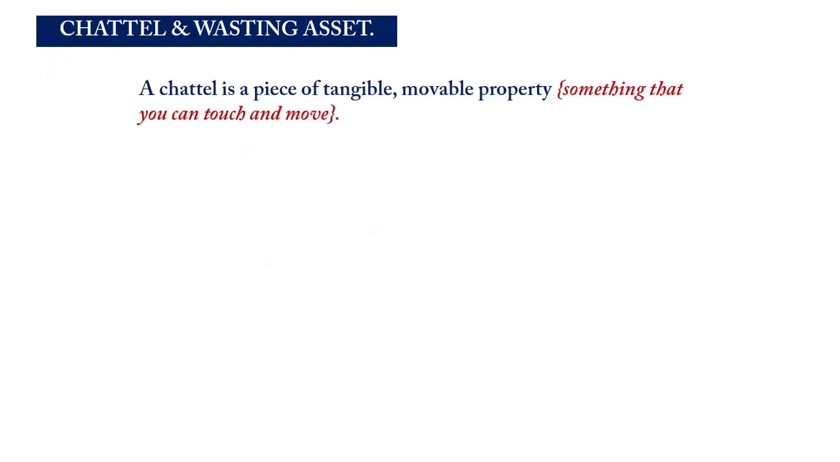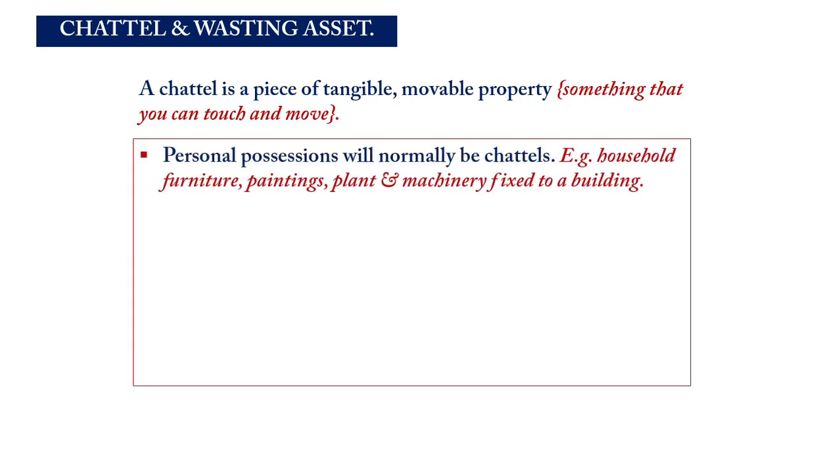We now come to chattels and wasting assets. A chattel is normally a piece of tangible, movable property. When we say tangible, movable, it's something that you can touch, see, and move around. So normally personal possessions will be chattels. So furniture, paintings, plant and machinery that are not fixed to a building are all chattels.